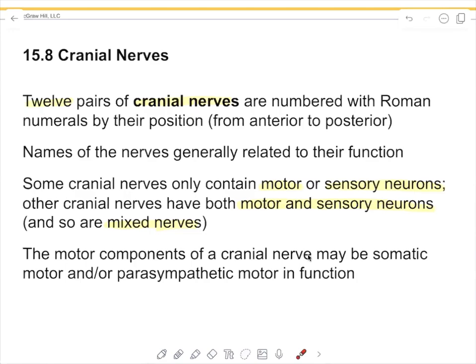An example of a purely sensory neuron would be something like the olfactory nerve, which is cranial nerve number 1, because it takes sensory information from the nose, conducting it into the brain. Also, cranial nerve 2 is called the optic nerve, takes sensory information from the retina, communicates it into the brain. The motor components of the cranial nerve may either be somatic motor, or they could be parasympathetic motor in function. And a good example of this would be cranial nerve number 10, which is the vagus nerve.